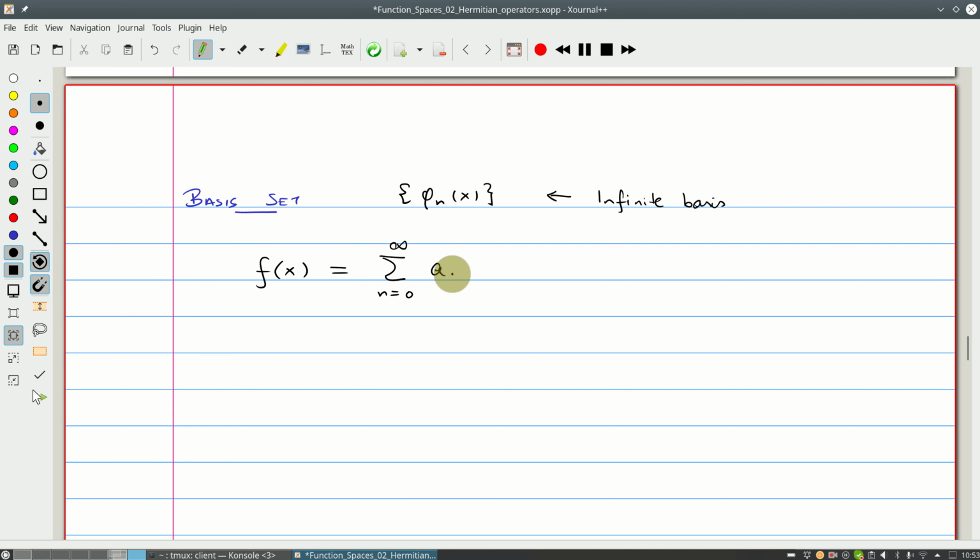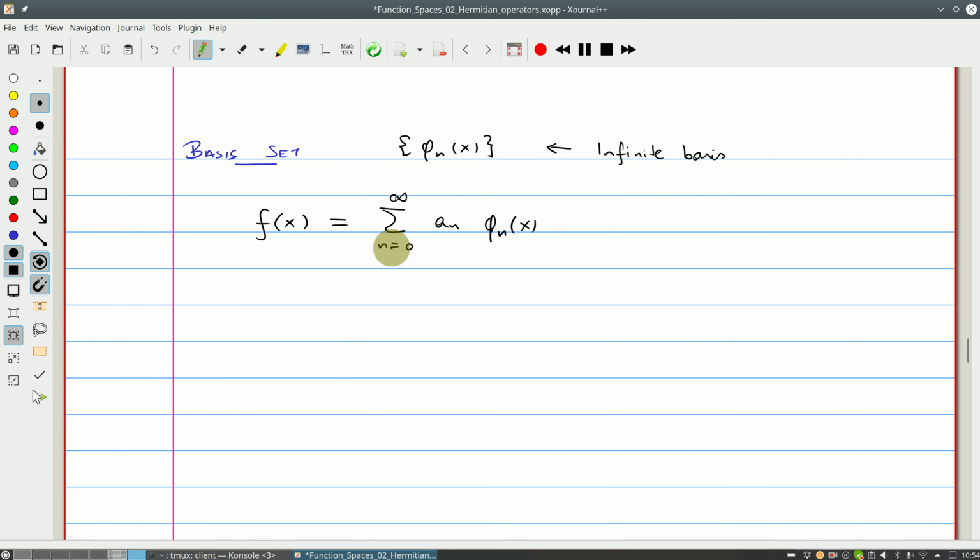some constants a_n. Actually, I wanted to change the labeling. I'm going to call it a_n, not f, phi_n of x. Any function will be representable in this basis. Now, we haven't proved that this is a basis, but we're going to assume that that is the case.